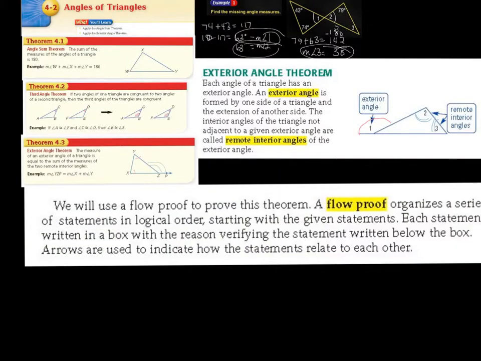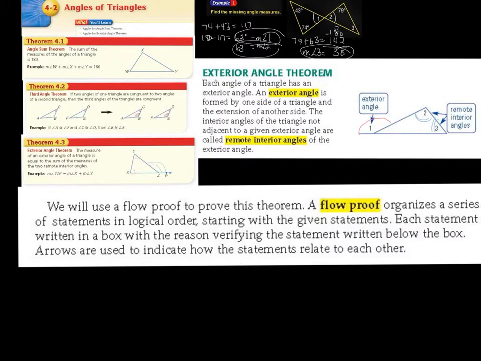So far we've looked at paragraph proofs and two-column proofs. We'll use a flow proof to prove this next theorem. A flow proof organizes a series of statements in logical order, starting with the given statements. Each statement is written in a box, with a reason justifying the statement written in the box below. Arrows are used to indicate how the statements relate to each other.